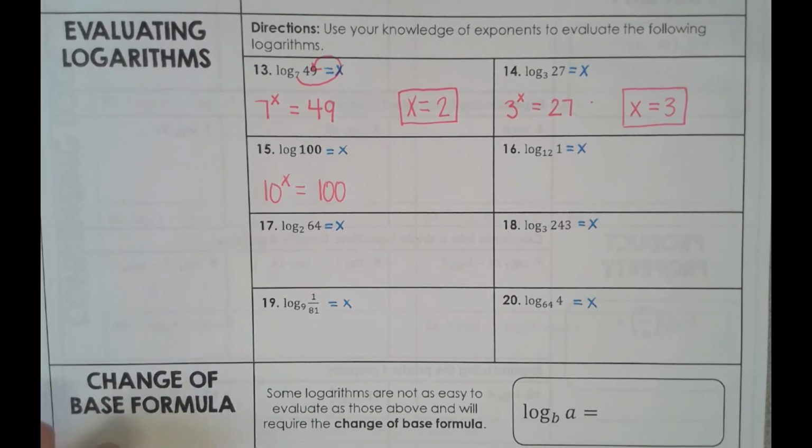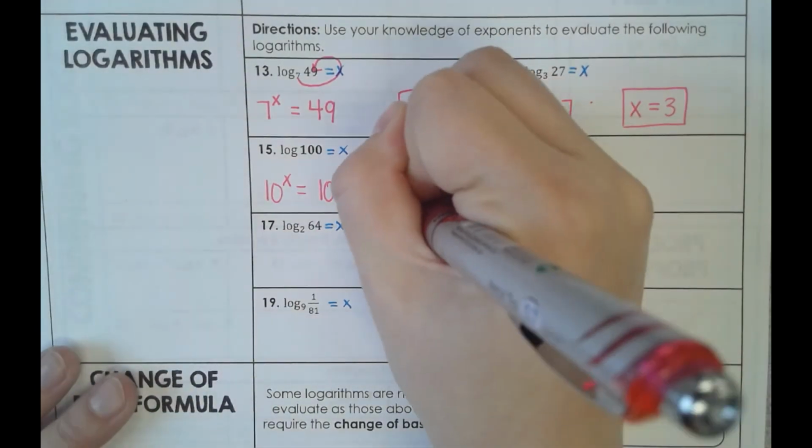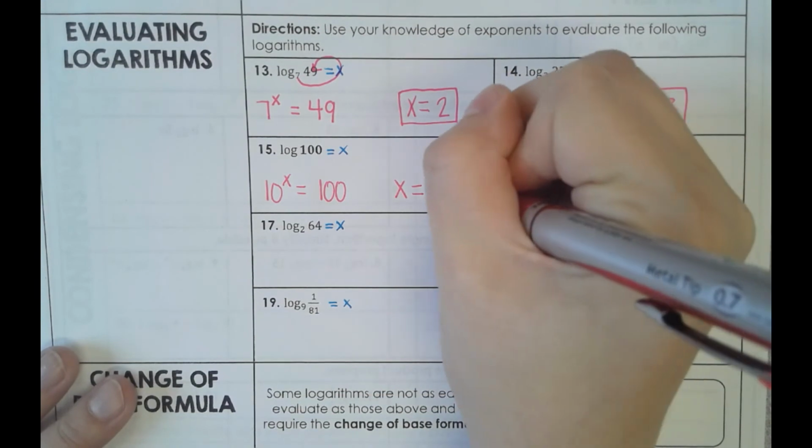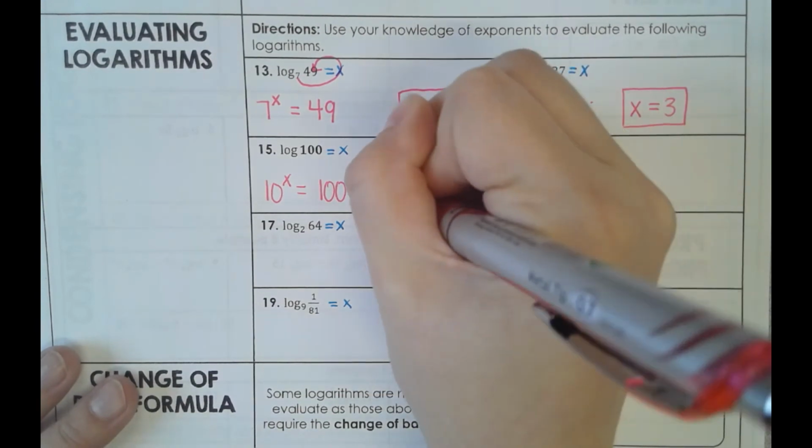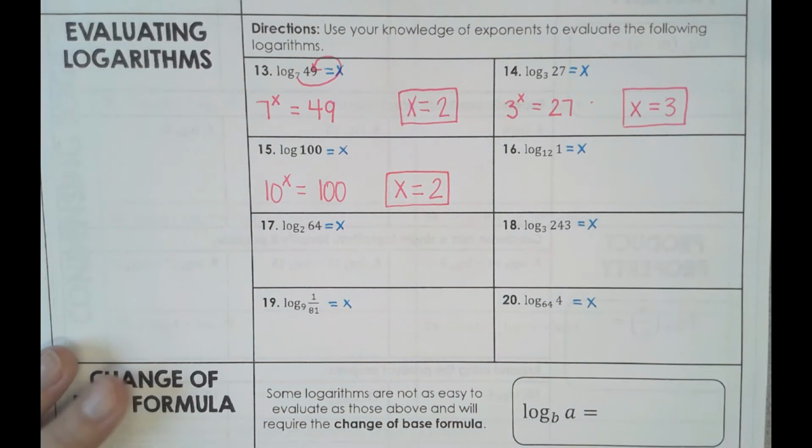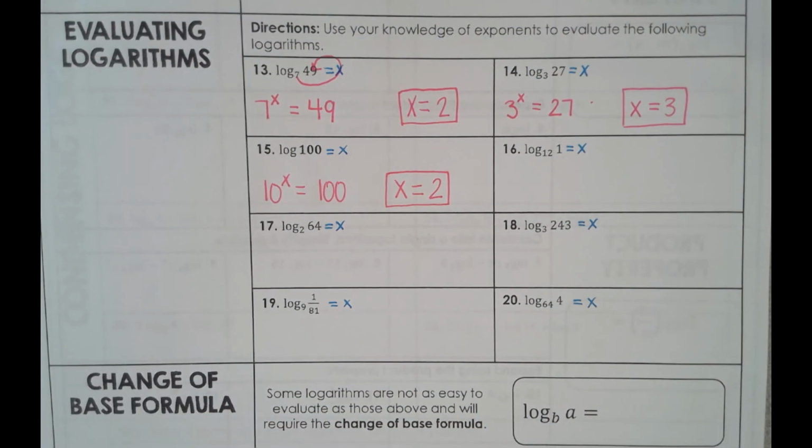So what is x? 2. 10 squared is 100. Try to get through 18. Question, do 16 through 18.